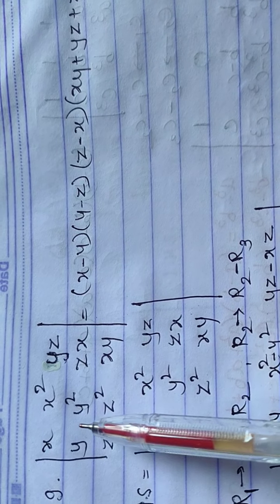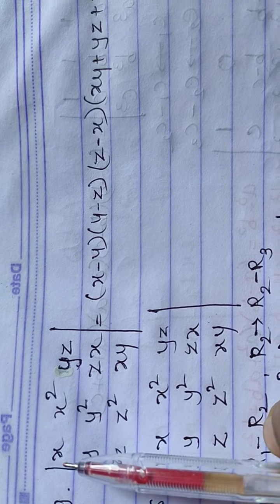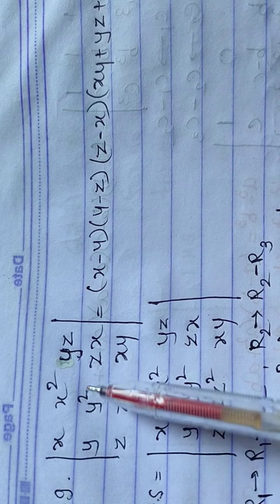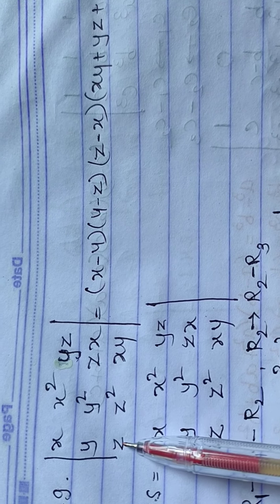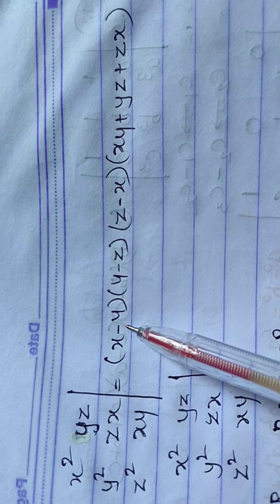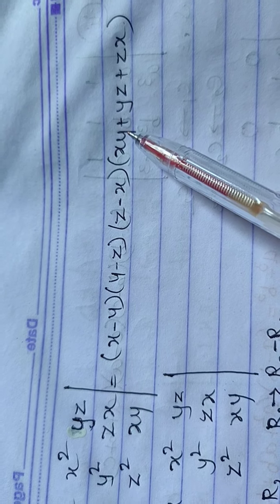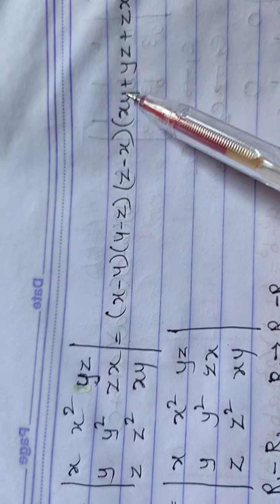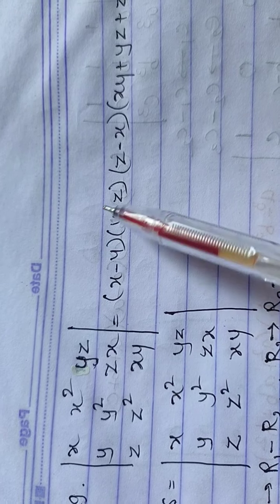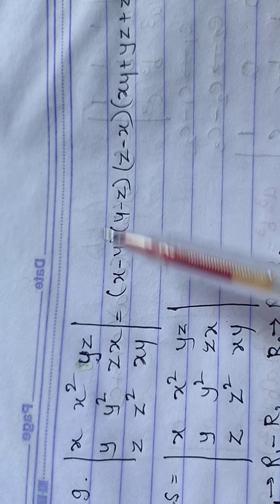So today I am going to explain this determinant question. Here we have to prove that this determinant, with first row x square, y, zx, second row y square, zx, xy, third row z square, xy, is equal to (x minus y)(y minus z)(z minus x) times the bracket (xy plus yz plus zx). If you observe the left hand side carefully and the right hand side, in the right hand side there are the brackets x minus y, y minus z, z minus x.